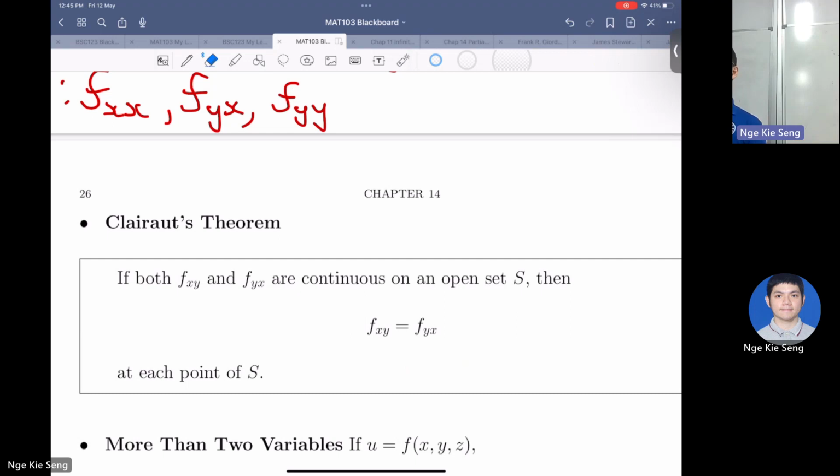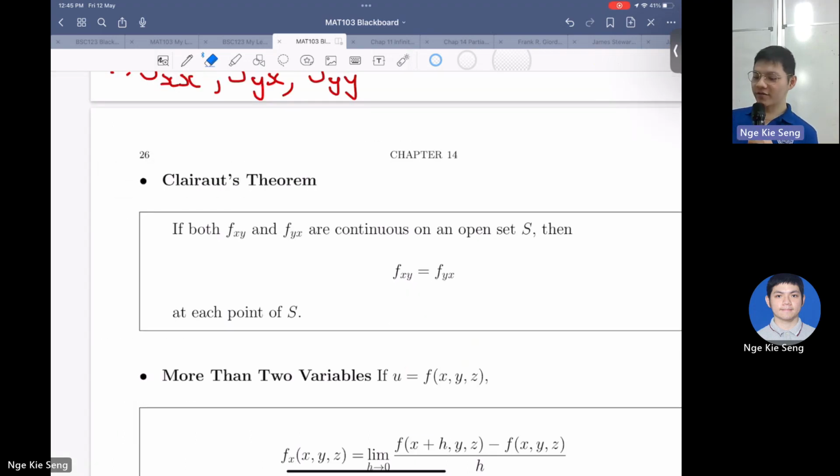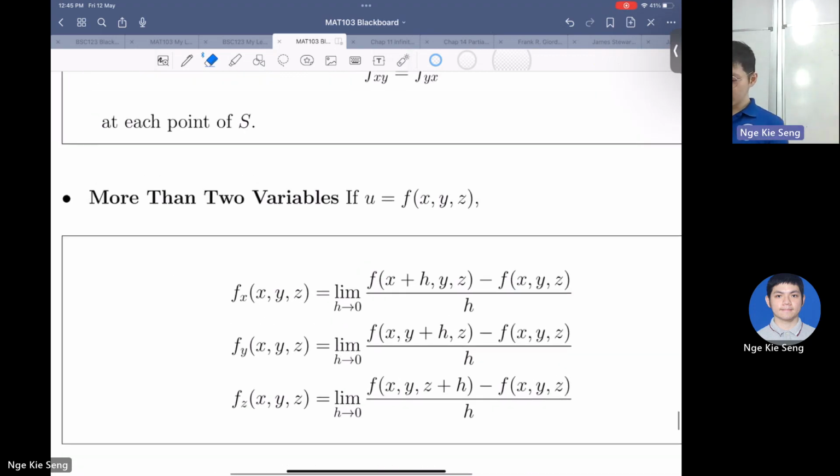I won't prove it. You can do it in your project if you want. So kind of an interesting result. Why, when it is continuous, are they just equal? This has a lot of implications. I think in complex analysis they also use it.